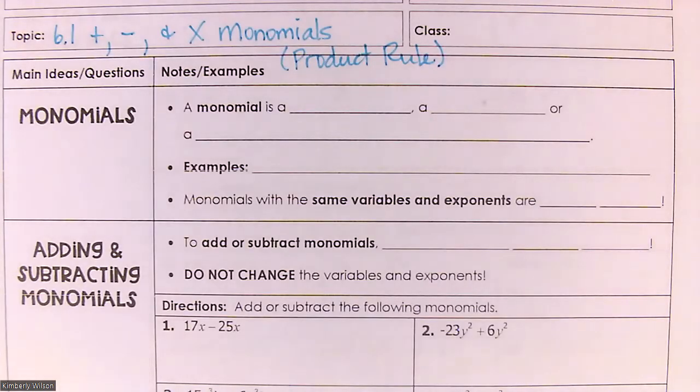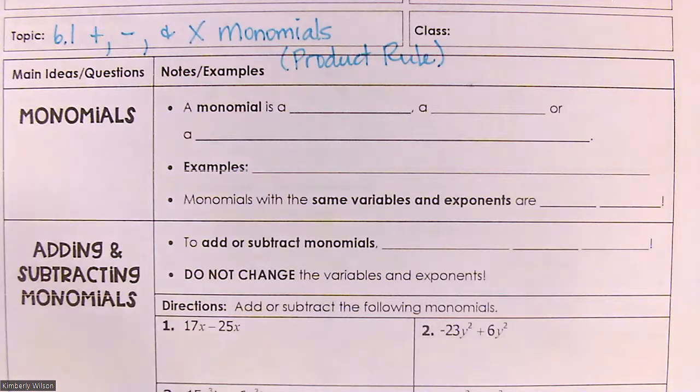Hello guys, today we're beginning unit 6, which is over exponent rules, and we're starting with adding, subtracting, and multiplying monomials, which is a one term. We'll define that in just a second. And the big gist of this is the product rule for exponents.